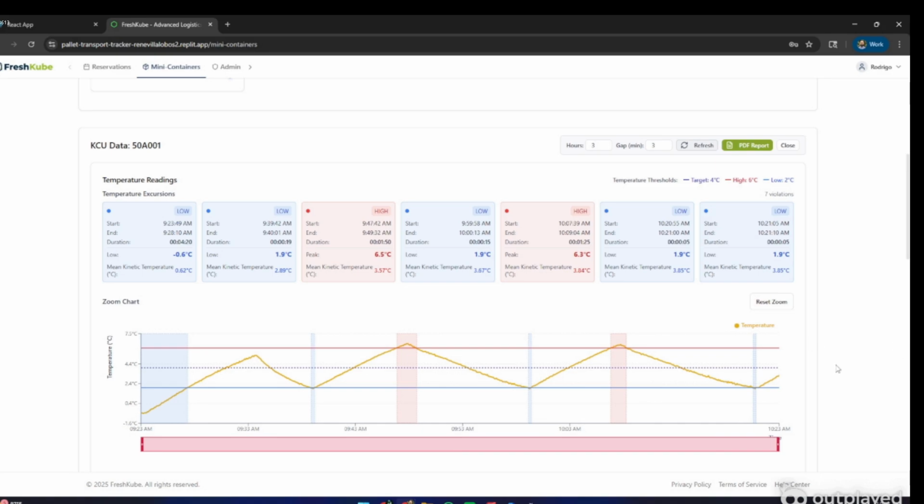The idea of this is it allows not only remote monitoring and control, but also to have full traceability of what happened with each mini container, how the temperature profiles were, the internal conditions, the status of the doors, etc. This also allows the generation of alerts. Each of these temperature excursions can be translated to an alert to the user to tell that something went different than expected.